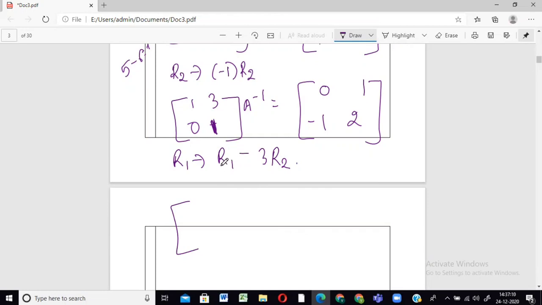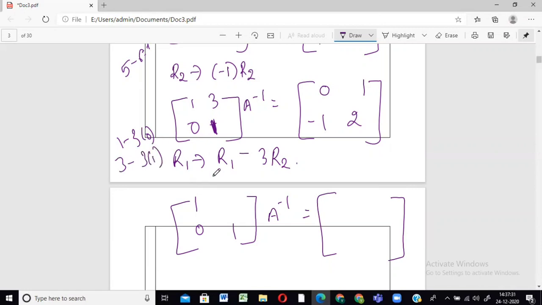Now I have written R1 first. So the row that is going to undergo some kind of change is the first row, and there is no change in the second row, correct? So second row we can write it as it is. R1 becomes 1 minus 3 times R2, so that's 0. So 1 minus 0 is nothing but 1. 3 minus 3 times R2, that's 3 minus 0 is equal to 0, right? Okay. So R1 minus 3 times, so this becomes 0 plus 3, so the answer is plus 3.